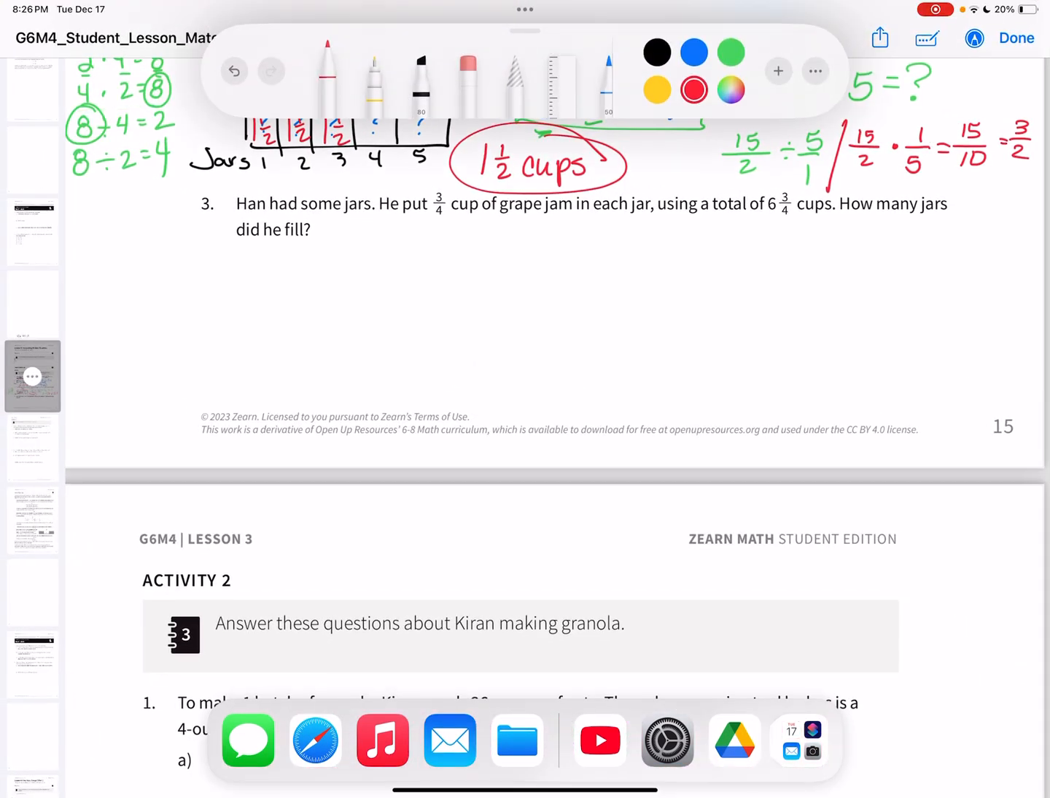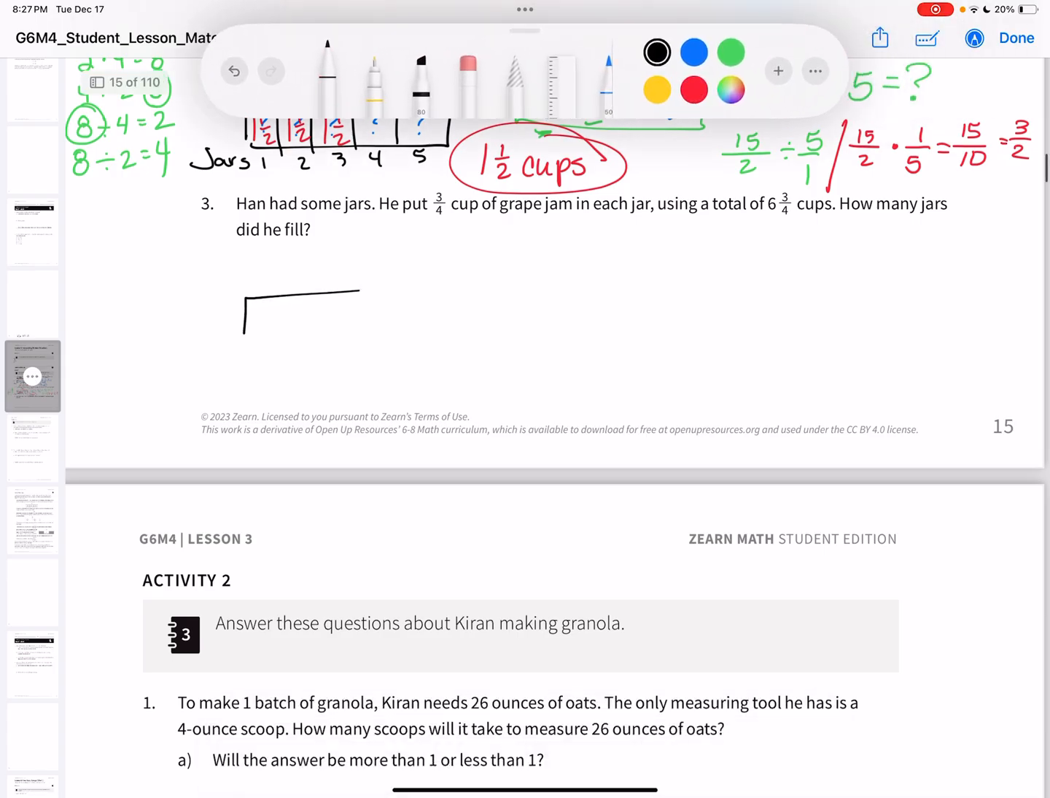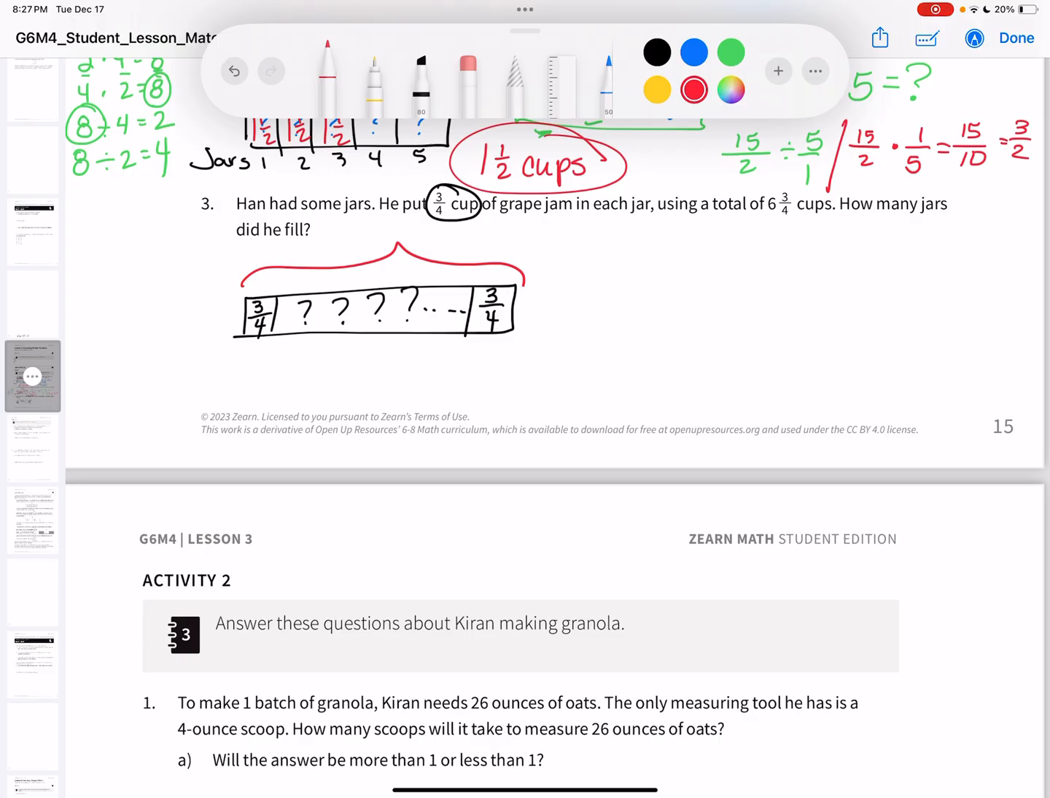Han had some jars. He put 3/4 cups of grape jam in each jar, using a total of 6 3/4 cups. How many jars did he fill? All right, this one is tricky because they don't tell us how many jars there are, and this is a fraction. So we have a jar, and 3/4 of a cup goes in each jar, but we don't know how many jars there are. We do know, however, that the total is 6 3/4 cups.